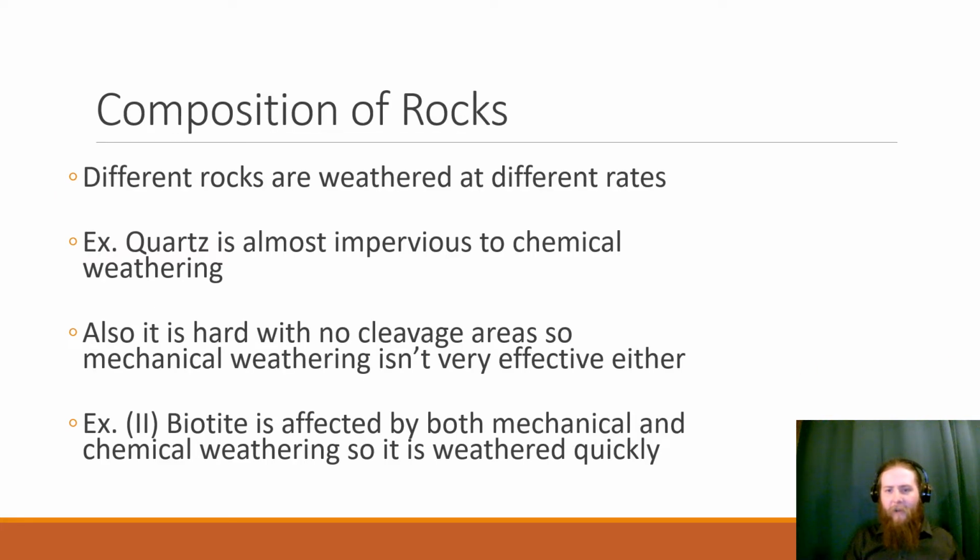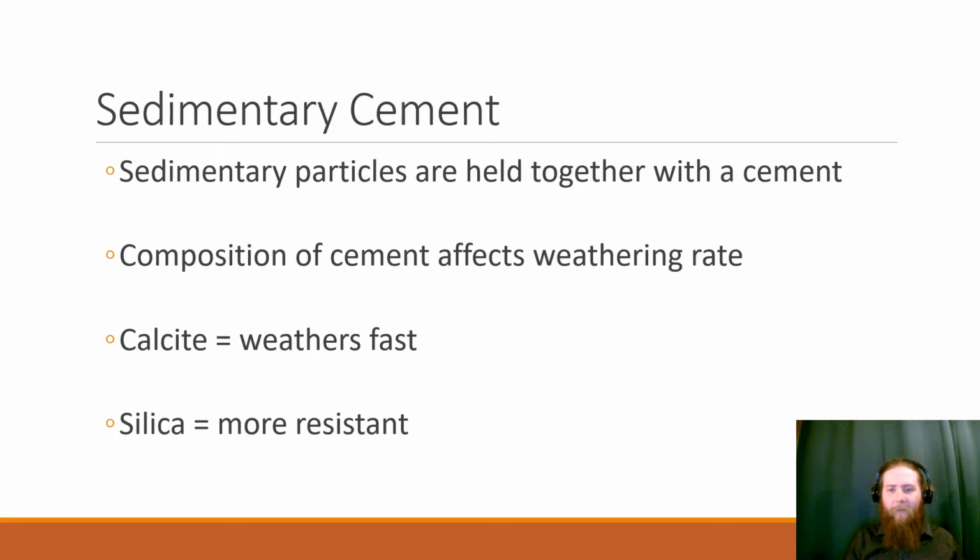The composition of rocks is important for weathering. Different rocks are weathered at very different rates. Quartz is almost impervious to chemical weathering, and it has very few cleavage areas, so mechanical weathering doesn't really break it down very quickly. But compared to biotite, which is affected by both mechanical and chemical weathering, it is weathered incredibly quickly.